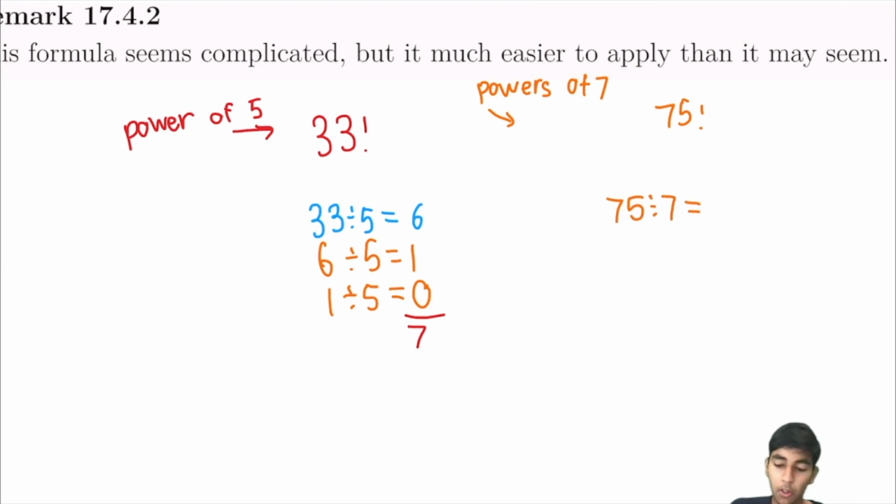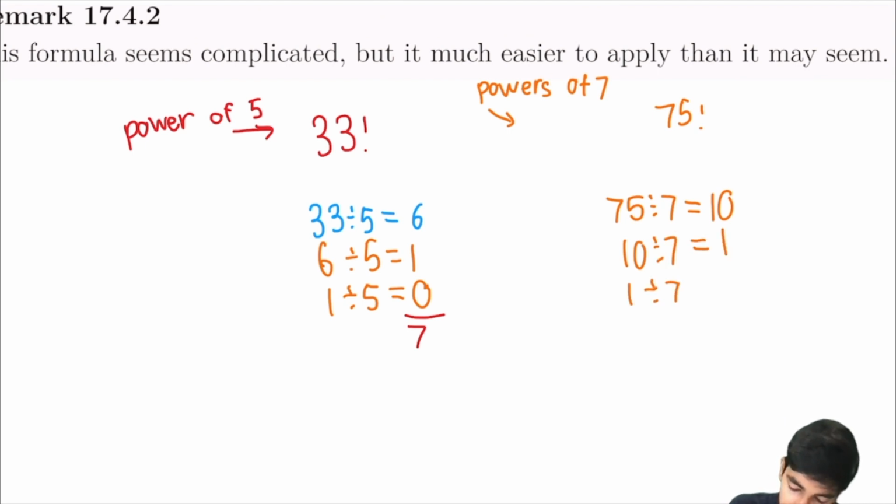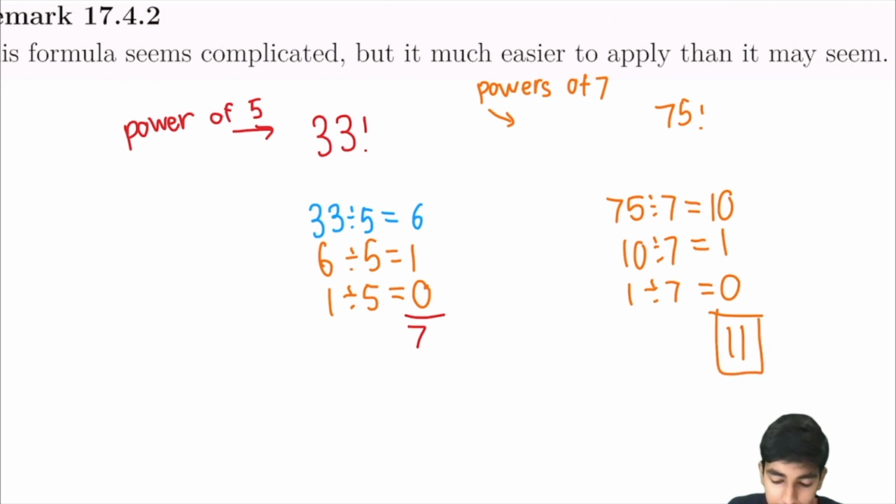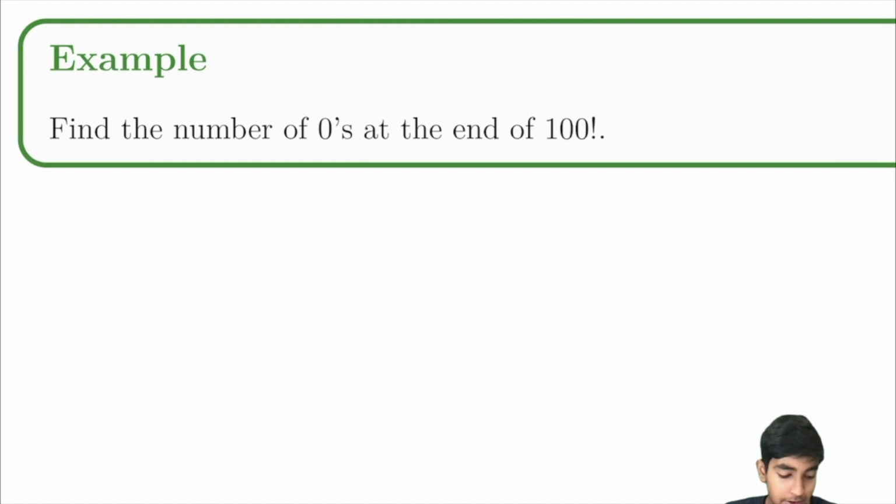If you remove the decimal, that's 10. Now 10 divided by 7, removing the decimal, 1. And 1 divided by 7 is 0. We just add these up, we get 11. It's that simple. Now let's see this cool problem here, which uses the cool property we just learned. Find the number of zeros at the end of 100 factorial.